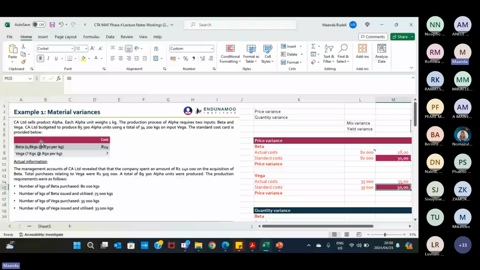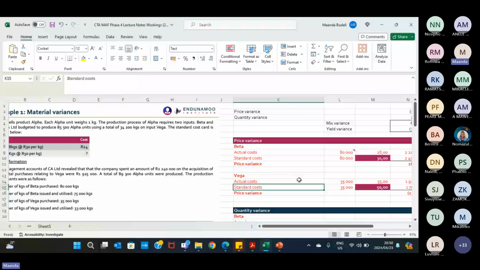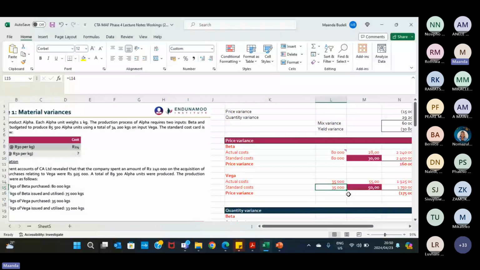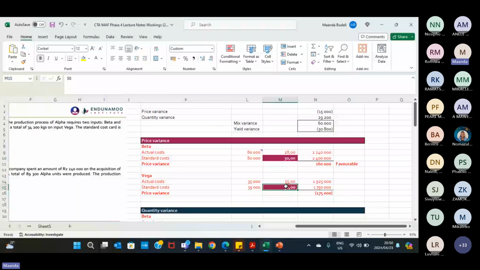Then we do the same thing for Vega, right? The same thinking. We purchase 35, we have 35 here, 35, 35. Then we have the 50 here per kg. And we said we purchased Vega for 1.9 million. So you divide the two, you get the 55 here. This is the price here. Now we spent more than what we were supposed to purchase. So this becomes unfavorable, right? Because our standard cost is to say we normally spend 50 rand, but now you are spending 55 rand.